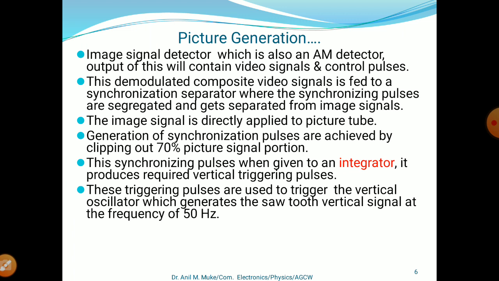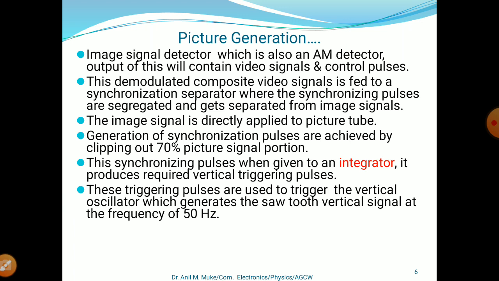control pulses. This demodulated composite video signal is fed to a synchronization separator where the synchronizing pulses are segregated and get separated from the image signal. The image signal is directly applied to the picture tube for displaying on the screen. The generation of the synchronization pulses is achieved by clipping out the 70% picture signal portion.